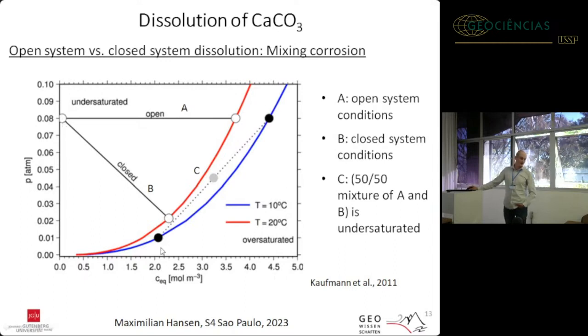And if you had a stream or a fissure or a crack which comes together above the cave, and you had a mixture of both solutions, the open system solution and the closed system solution, and you mixed them 50-50, you would end up with a solution which is again undersaturated. So the capacity to dissolve carbonate from the mixed solution is then higher. This is maybe a point where you can form bigger chambers or something like that.